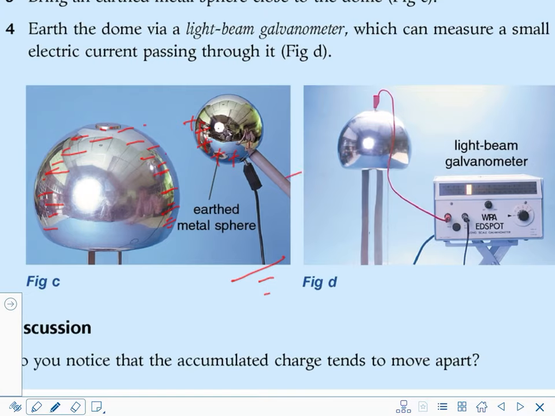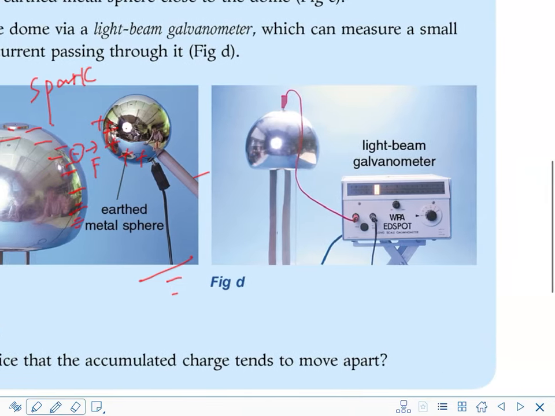If the electrostatic force is quite large, the electrons would be pulled towards the metal sphere by a strong electric force, electrostatic force. So we will find a spark here, as electrons collide with air molecules, making some sound, heat and light. So we call this a spark.